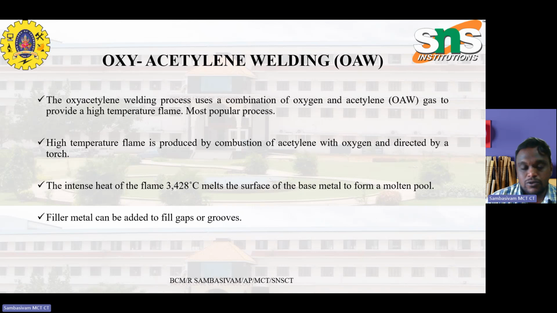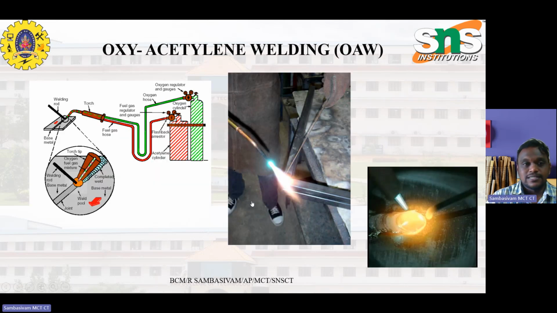The oxyacetylene welding process uses a combination of oxygen and acetylene gas to provide a high temperature flame. The high temperature flame is produced by combustion of acetylene with oxygen and directed by a torch. The intense heat of the flame, about 3,400 degrees Celsius, melts the surface of the base metal to form a molten pool. Filler material can be added to fill the gaps or grooves. This is the picture of the working principle of oxyacetylene welding.